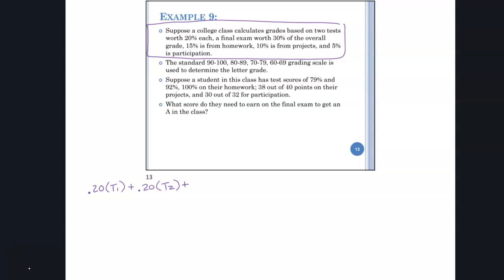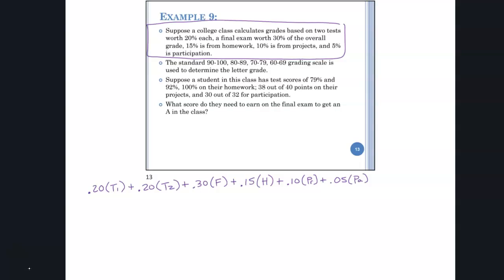So the next thing it lists is a final exam worth 30%. So that would be 0.30 times, I'm just going to use F for final, plus it says 15% for homework. So that would be 0.15 times, I'll just use H for homework, plus 10% for projects. So 0.1 or 0.10 times P for projects. And then I'll make that a PR since we're also going to use P for participation. So 5% would be 0.05, and I'll make that PA for participation.